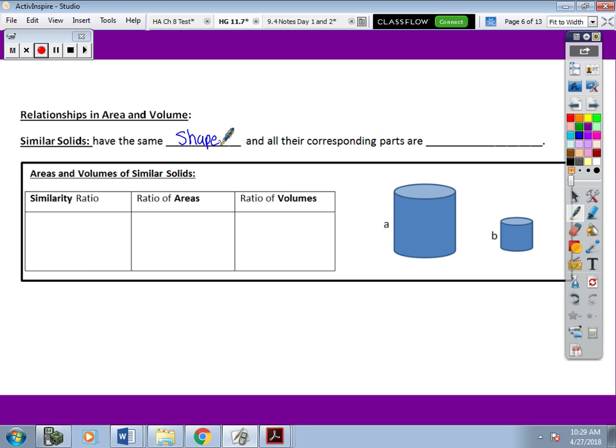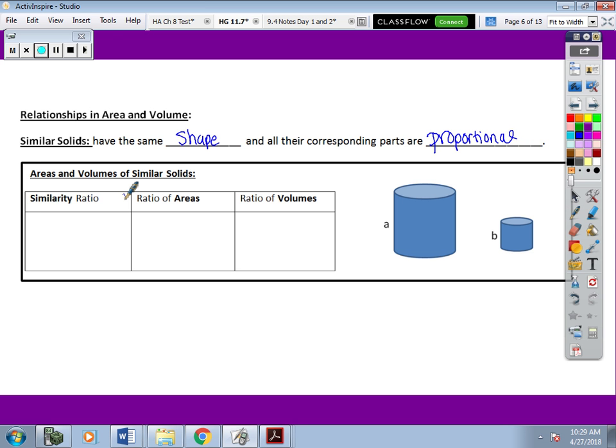Okay. All those corresponding parts, if you remember, does anyone remember the word we say for similar? Starts with a P. Proportional. What was that, chapter 7? Similar figures. We said proportional like a million times. So they create the same similarity ratio. Now we did look at this similarity ratio.